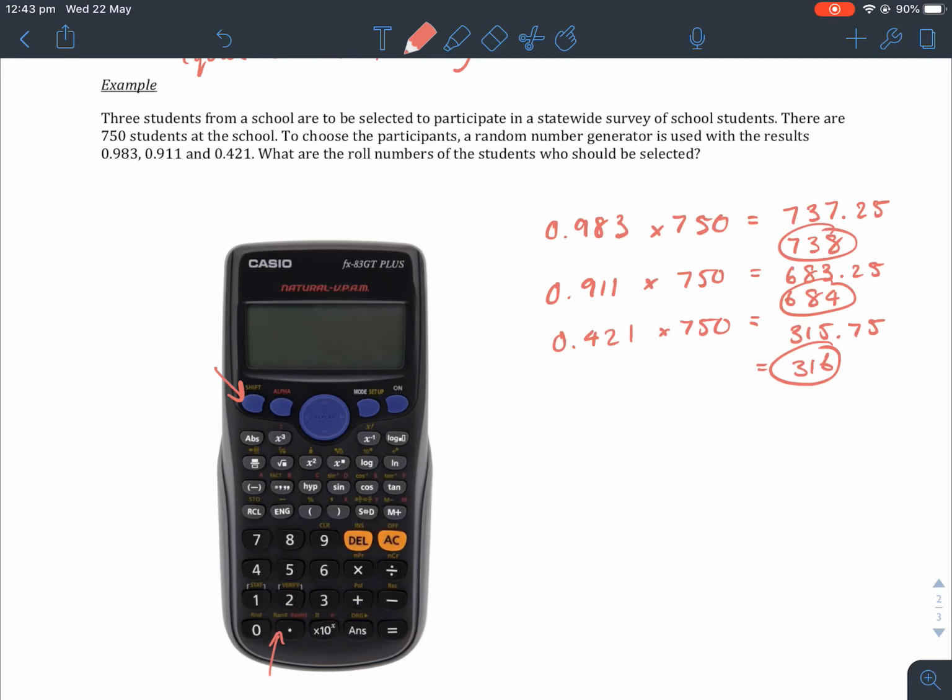Now, if you're wondering how to generate random numbers on your calculator, use the shift button and then press this button down here. You can see that this says random number, and then all you need to do is press equals, equals, equals, equals, equals, and you'll be generating random numbers.